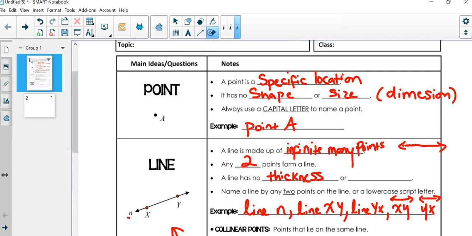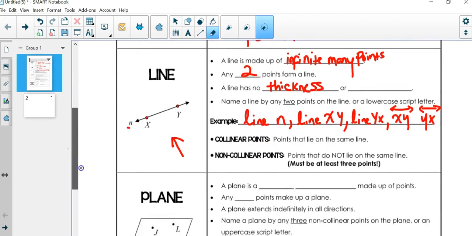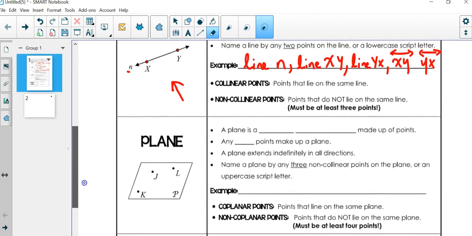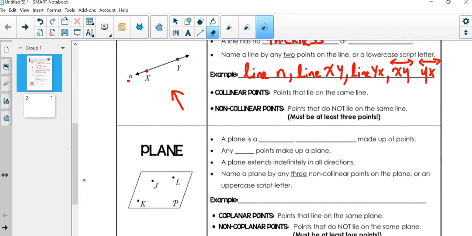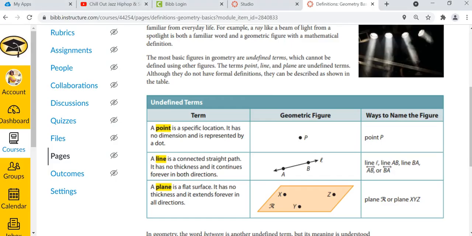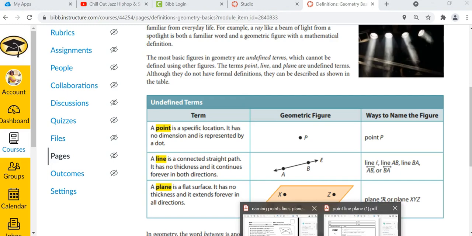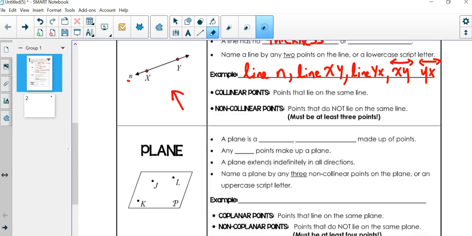All right. So let's go ahead and proceed to the next definition, which is the definition of a plane. A plane is a what? Look at your definition notes. If you said flat surface, you're right. A plane is a flat surface with no thickness that extends forever in all directions. Good. So we're going to go back to it.